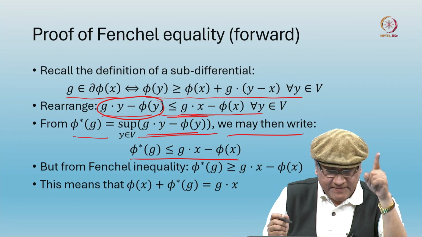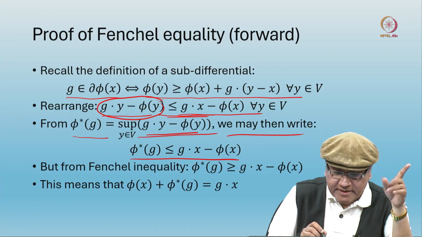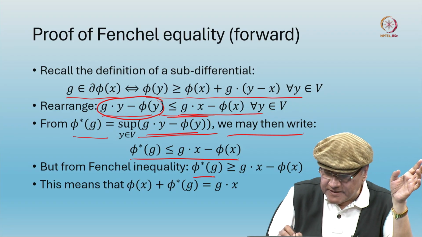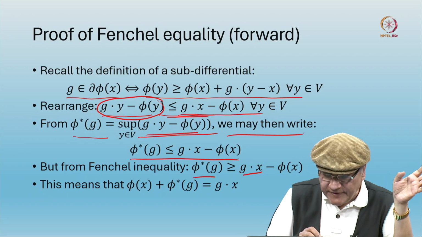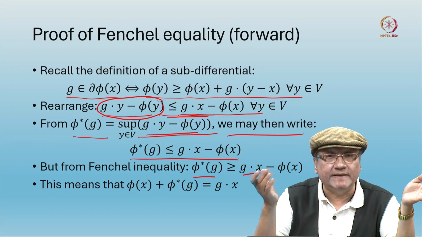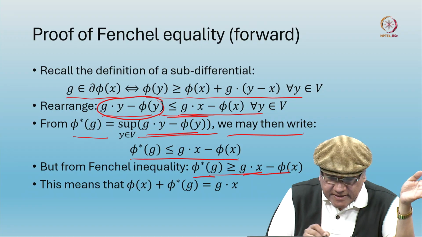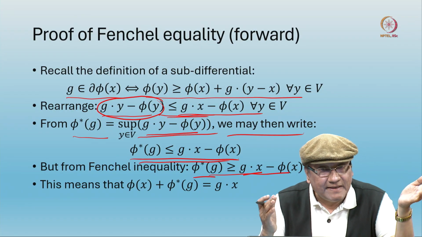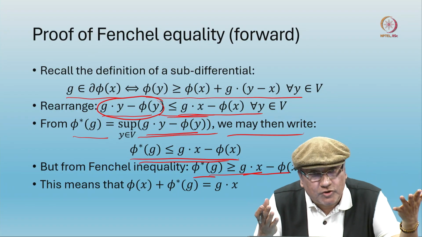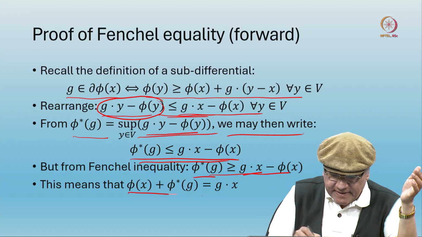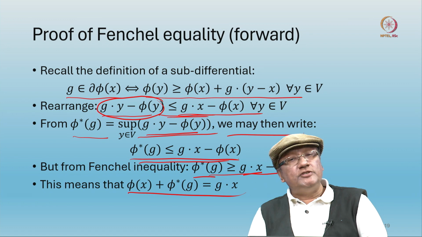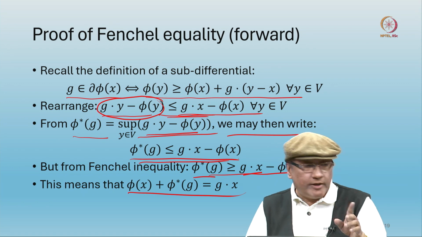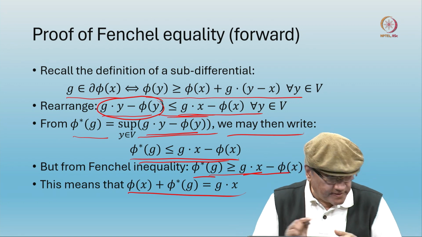But then the Fenchel inequality tells you that phi star G plus phi x must be greater than or equal to Gx. That means phi star G is greater than or equal to Gx minus phi x. This is a contradictory statement to this. Do you see that? The only way both can be true is by requiring that phi x plus phi star G equals Gx. So this is one way of proving it, the forward logic.